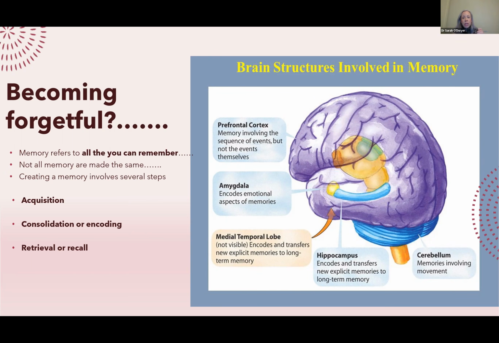So creating a memory involves several steps. And the problem with someone who develops mild cognitive impairment or dementia is that there can be problems in this sequence of events. So the first step is acquisition, and that's actually acquiring information. That information comes to us through senses. Okay, so it could be hearing, it could be visual, it could be through touch.